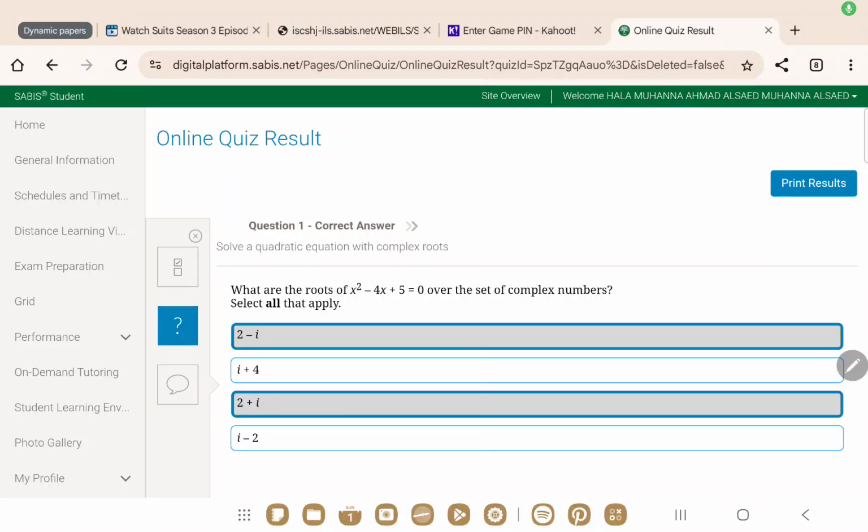Today we're going to be doing the chapter 3.3 periodic quiz, and it's all about complex roots. Most of you have already done the periodic before, but you're repeating it. But let's start. Most of you already know how to do most of these. So what are the roots of this over the set of complex numbers?